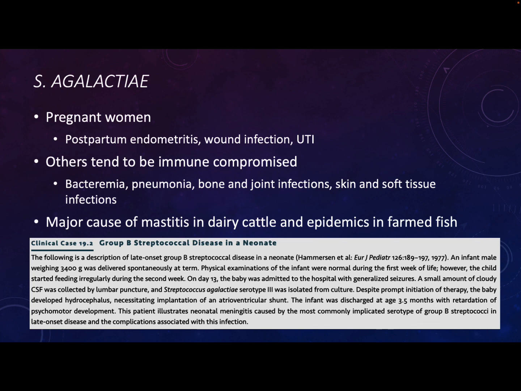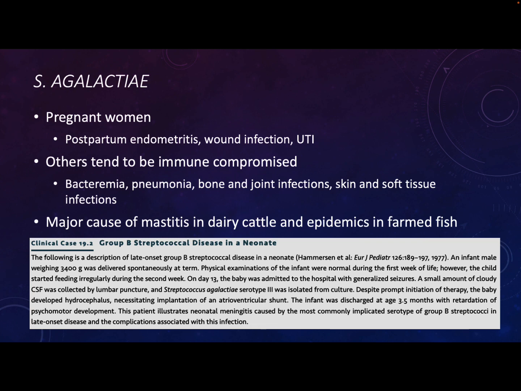So that's going to be indicative of what? When you're starting to see seizures, the neurologic, the meningitis. A small amount of cloudy CSF was collected by lumbar puncture. That's when they actually put a needle directly in the spinal column to get some of the cerebrospinal fluid out. With bacterial, fungal, or parasite infections, you'll see cloudy CSF. With viruses, it can still be clear sometimes. So cloudy is never good. That does mean there's an infection. They isolated group B strep.